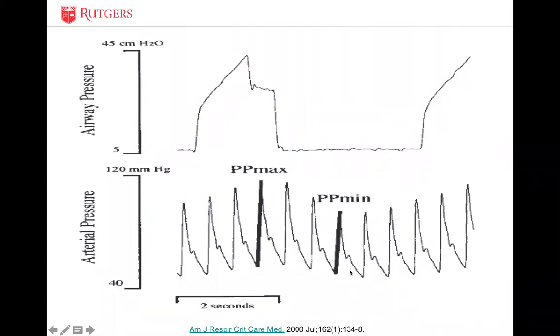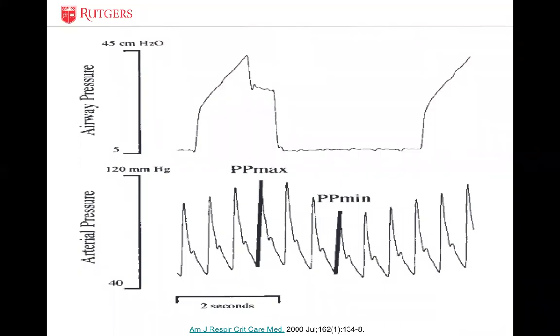Now, the number that we usually target to see if somebody is fluid responsive is a pulse pressure variation of 13%. If it's more than 13%, that's going to be indicative that the patient is preload responsive or fluid responsive. If it's less, then they are not. Now, the way that you have to do this with a mechanically ventilated patient is to make sure that you have enough of a swing in your pleural pressure.